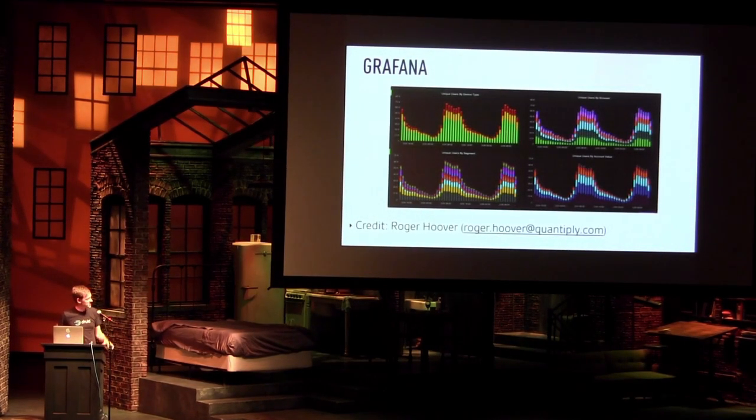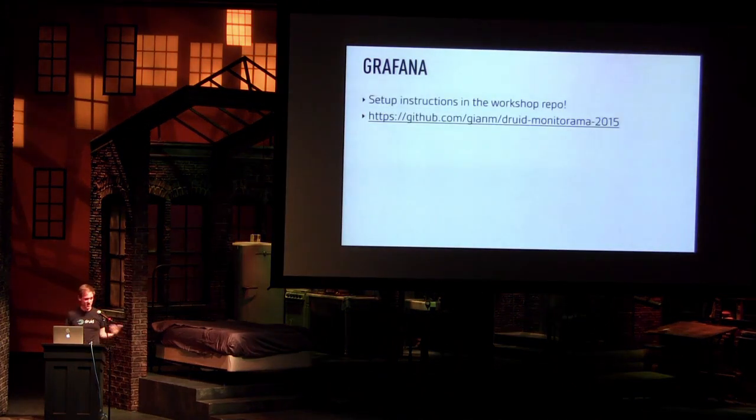This is another visualization from that Grafana plugin. This is using two features of Druid. It's using the top ends and uniques. So the one on the top left is the unique users by device type. So it's sort of top devices by unique users over time. And the setup instructions again for this are in the workshop repo.